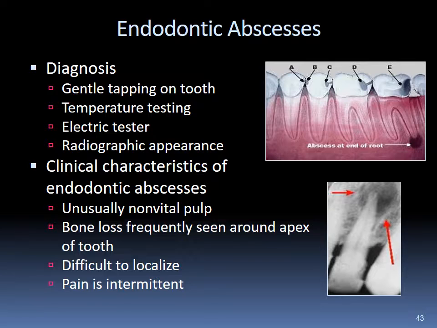The characteristics of endodontic abscesses include non-vital or partially vital tooth pulp, bone loss seen around the apex of the tooth, intermittent pain, and sometimes difficulty in identifying the exact location due to overlapping nerve fibers.